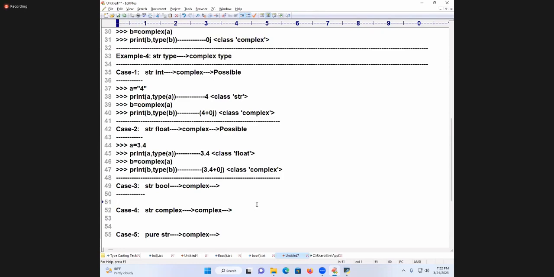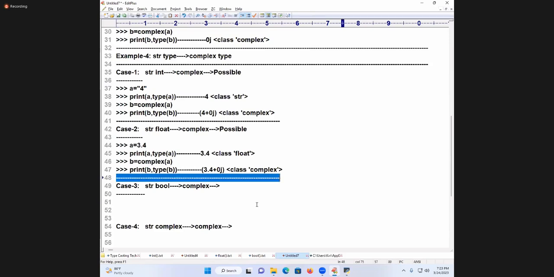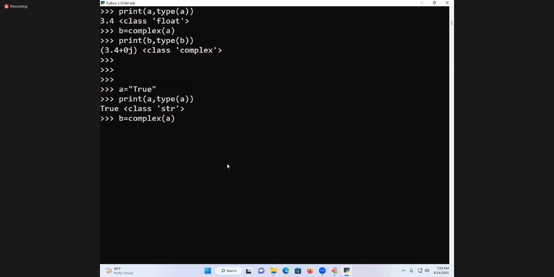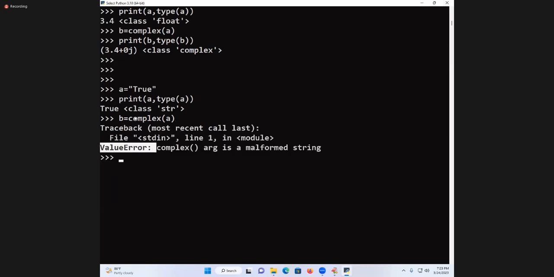Next I am going to take it what? Case 3. I'll go for STR bool to complex. Be careful students. Don't immediately try to say. A is equal to what? True. Print of A. Right. Possible or not possible? Quickly. Possible. Don't see my face reading and don't say. Possible or not possible? Not possible. It is called what? Alphabets enclosed within double quotes. Say that. Value error. Not possible.